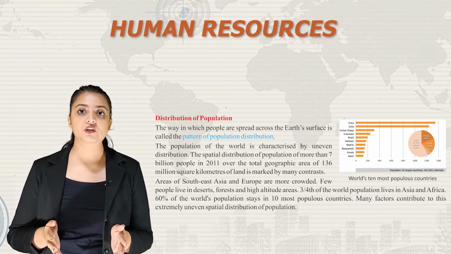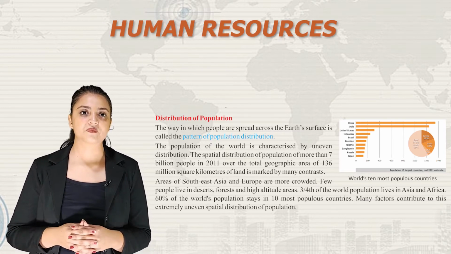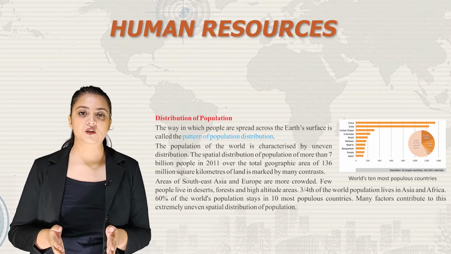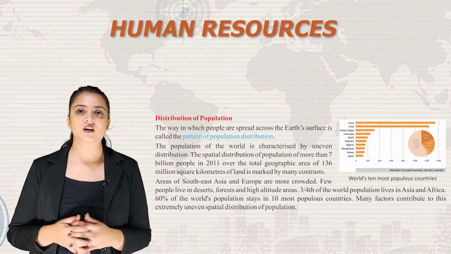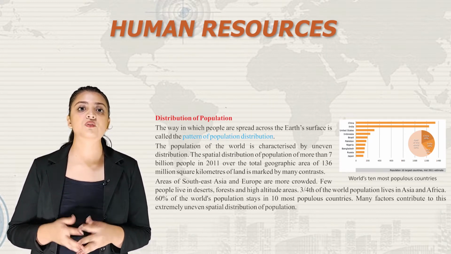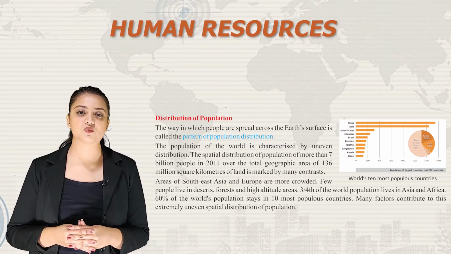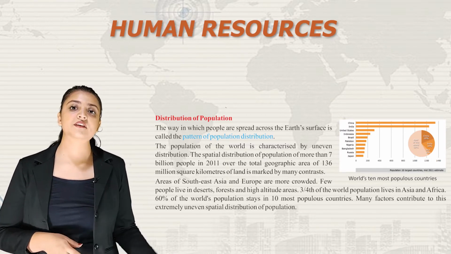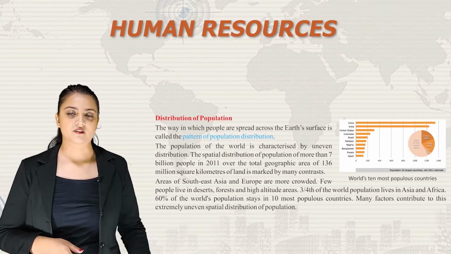Three-fourths of the world population lives in Asia and Africa. 60% of the world's population stays in 10 most populous countries. Many factors contribute to this extremely uneven spatial distribution of population. Here is a graph of the world's 10 most populous countries.